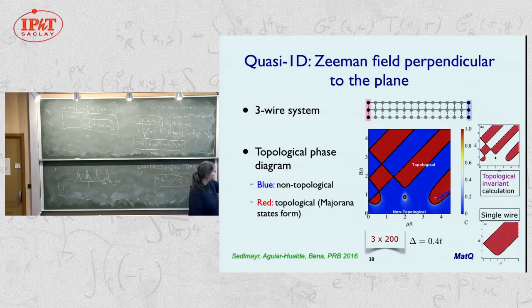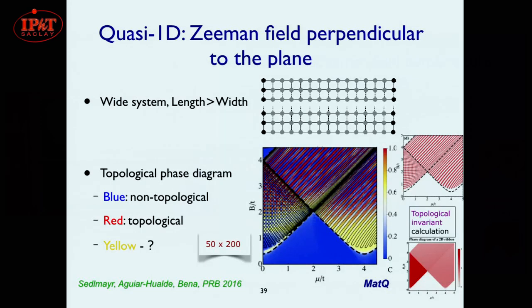For example, for a three-chain problem, you see the topological phase is becoming quite messy. The moment I start to have a finite width, the topological phase diagram becomes messy because the perpendicular direction is adding some complexity to the problem. And if my system is very wide, the topological phase diagram becomes really bad.